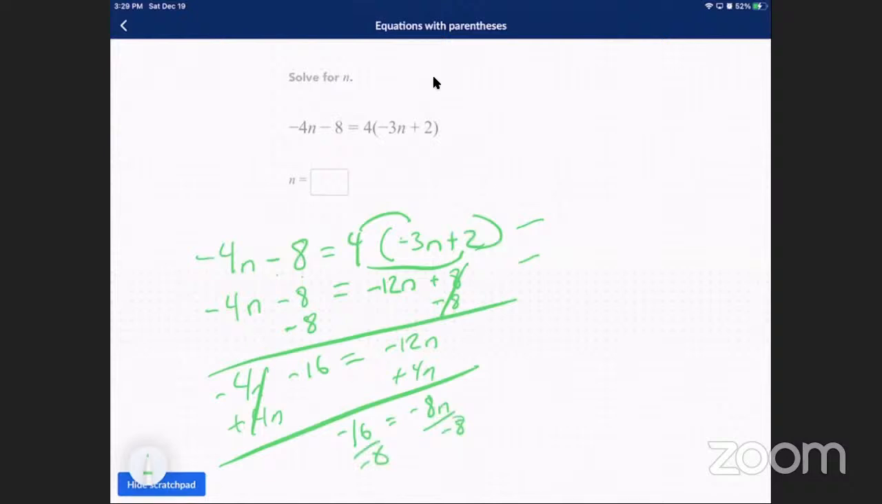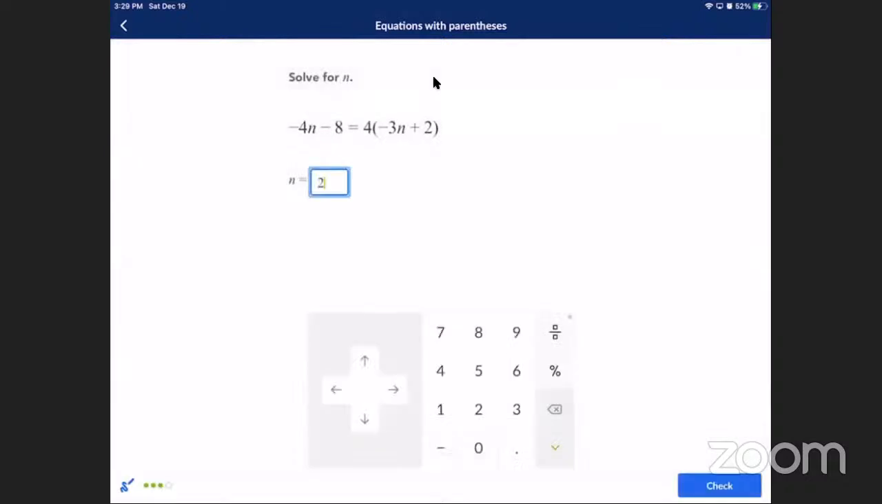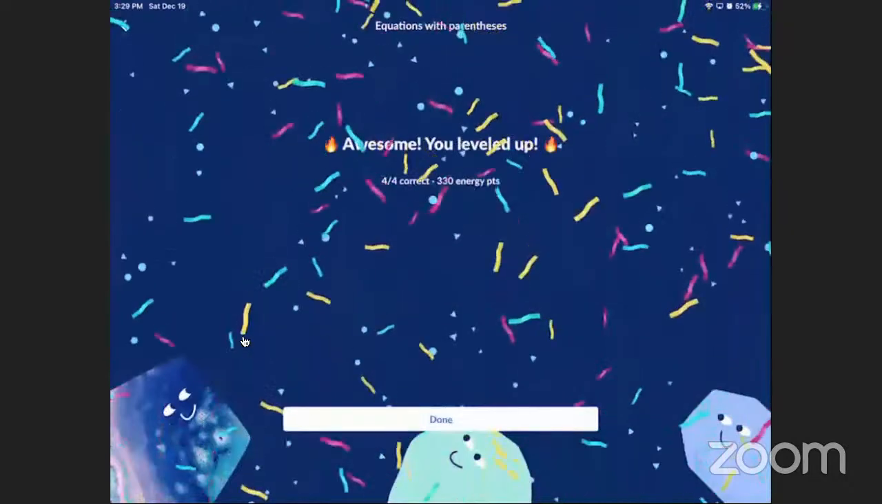And remember what we said before, negative times negative is a positive, and negative divided by a negative equals a positive. So that would basically lead us to a positive 2. And that means that n will equal positive 2. There we go. And there we go. We got through it.